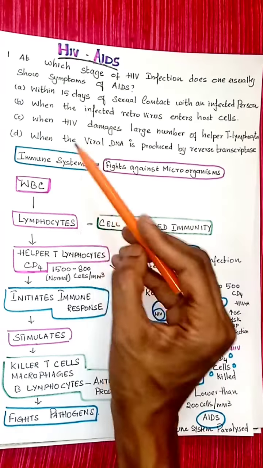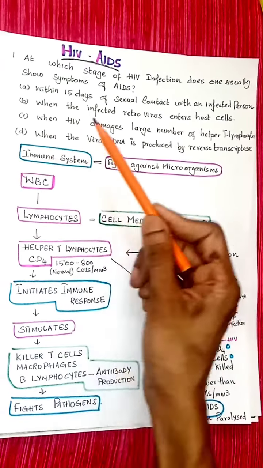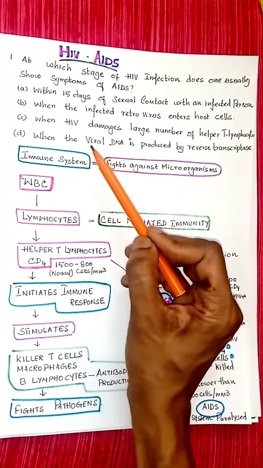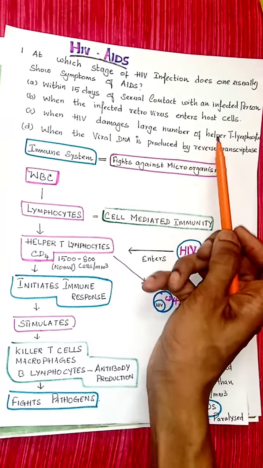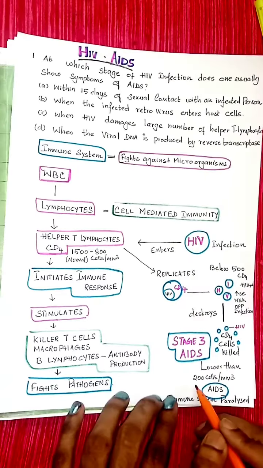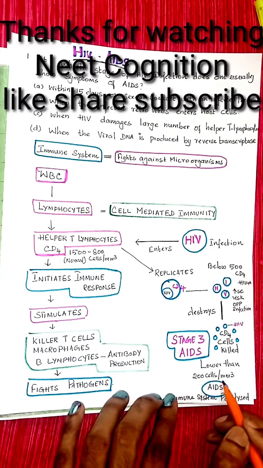Now coming back to answer, third choice is the correct answer. After HIV infection, one usually shows symptoms of AIDS when HIV damages large number of helper T lymphocytes. That is, the level will go less than 200 cells per cubic millimeter.